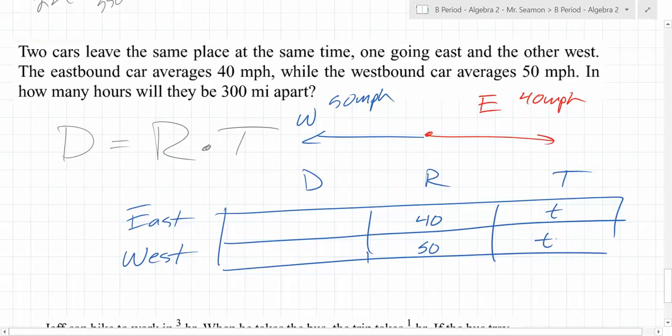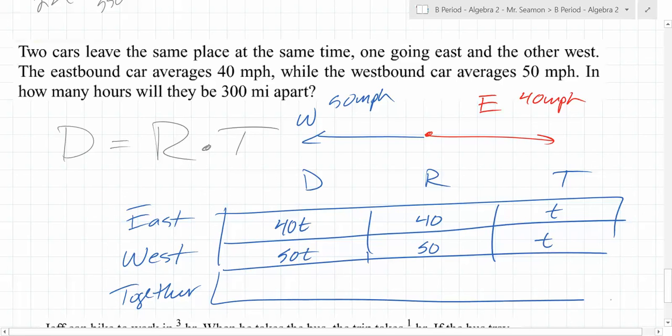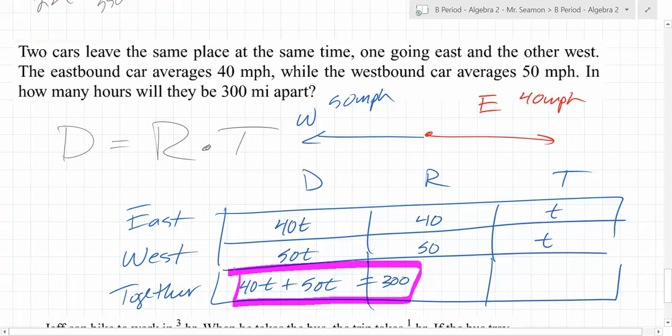Distance is rate times time. So how far has the east car traveled after T hours? 40T. And how far has the west car traveled? 50T. So now we want to know together how far they have gone after T. 300. But it's going to be 40T plus 50T. So do you have your equation now? Yes. 40T plus 50T is equal to 300.